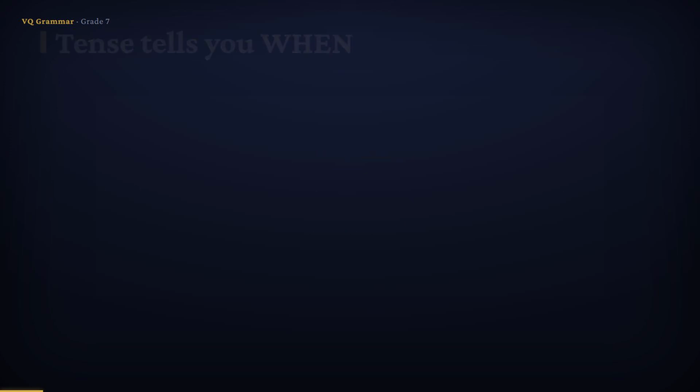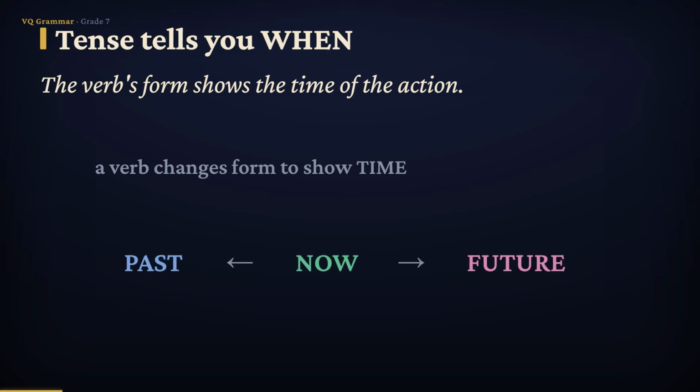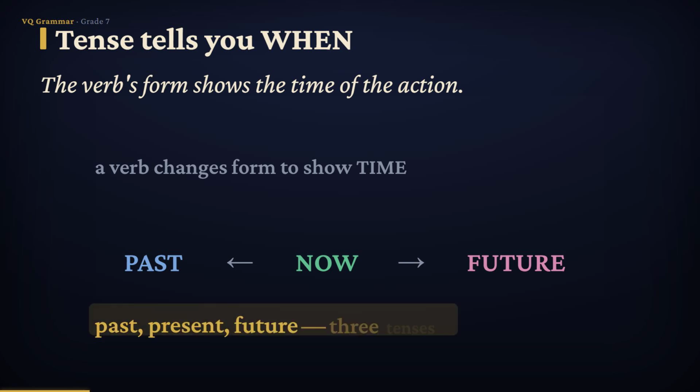Let's get started. Let's begin with the big idea behind this whole lesson. Every verb has a tense, and a verb changes form to show time when its action happens. Picture a simple timeline in your head. Behind you is the past, what already happened. Right where you stand is now, the present. And ahead of you is the future, what hasn't happened yet. Those are our three tenses: past, present, future. Every verb you use lands somewhere on that line.